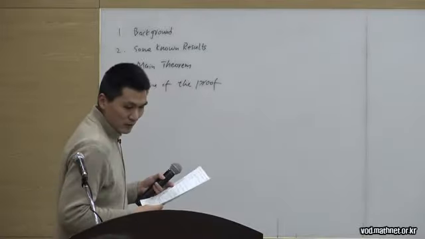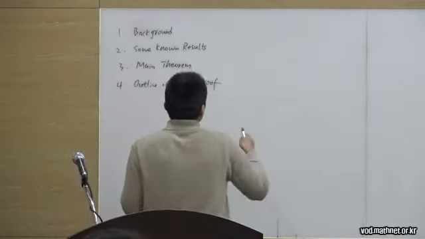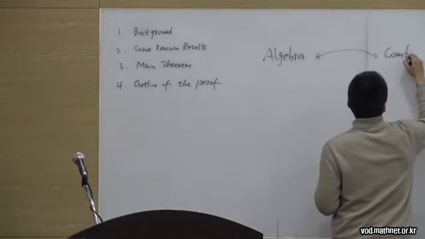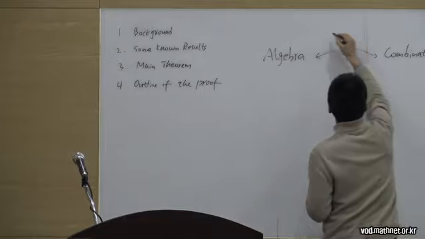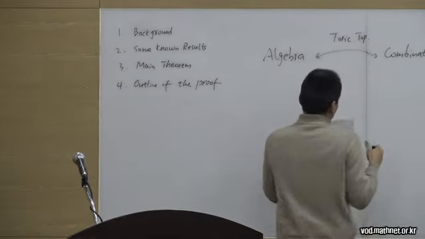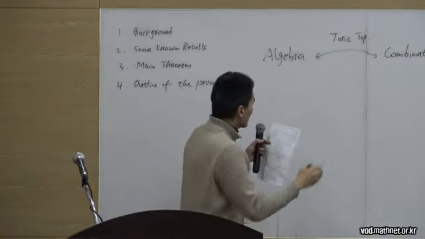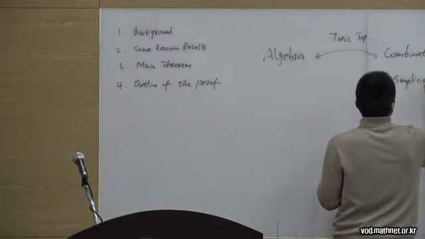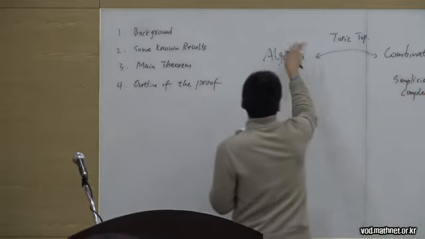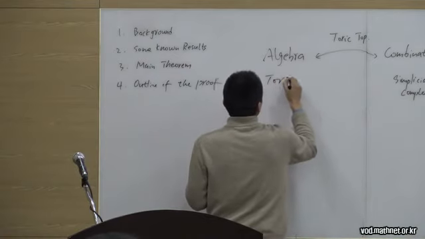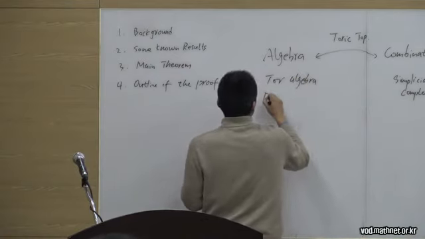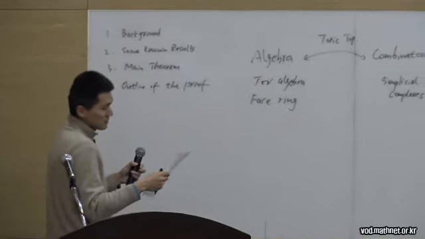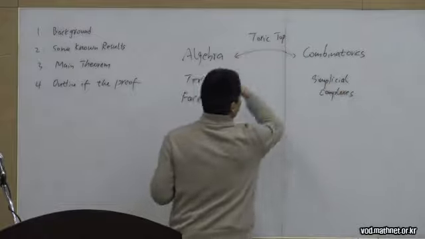And today, I will talk about some connection between algebra and combinatorics in toric topology. So the objects I'm going to talk about on the combinatorics side is simplicial complex. And on the algebra side, I will talk about Tor algebra and the face ring of the simplicial complexes. So I will give some basic definitions of these objects at the beginning.